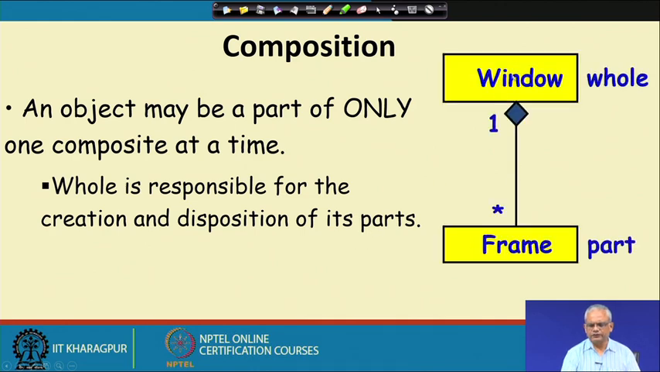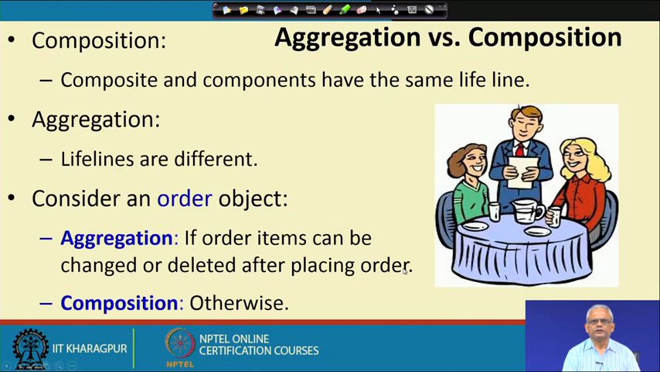For example, a window can have many frames. The window creates the frames during the creation of the window, and once the window is created, no further frame alterations, creation or deletion is possible, but when the window is deleted, the frames also get deleted. Just to explain the difference between aggregation and composition, we will explain with the help of one example.